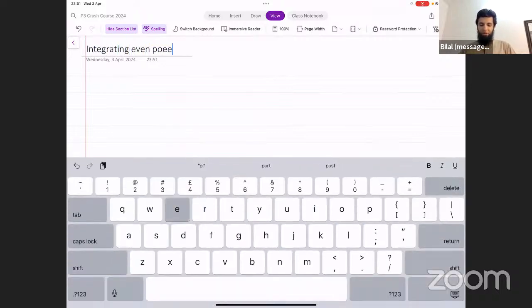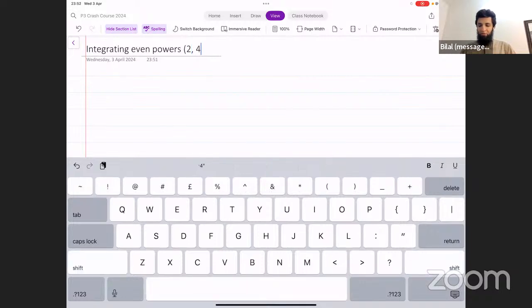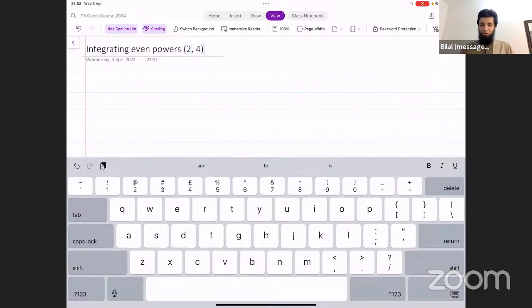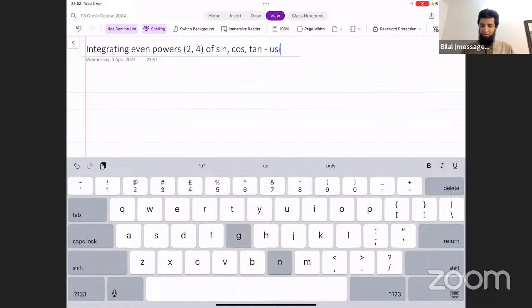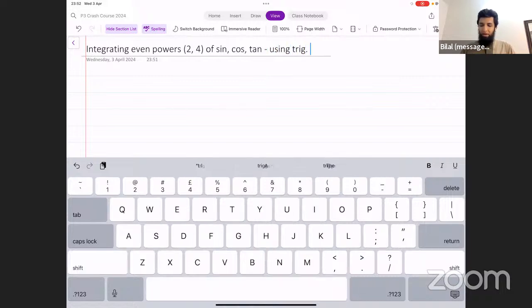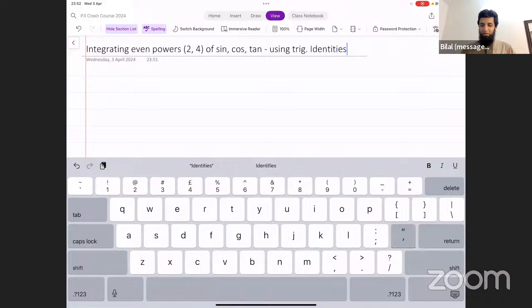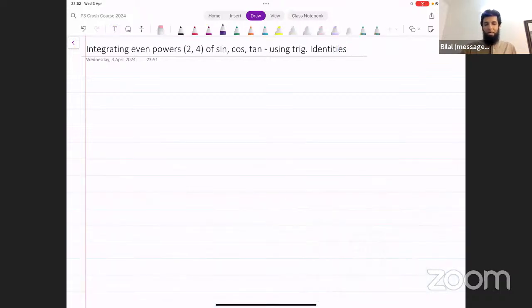Integrating even powers of sine, cos, and tan. In particular, we want to focus on powers 2 and 4. This is done using trigonometric identities. So the substitution part is done. Now, this is another type of integration that you need to know how to do. They will not give you hints about it generally. You'll have to figure it out yourself. So you need to remember this.